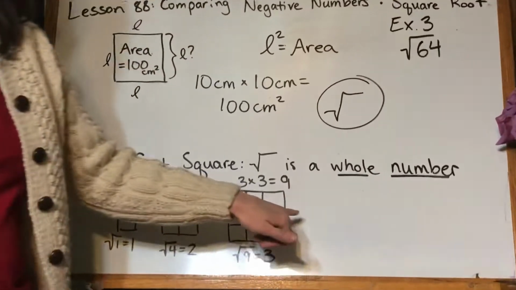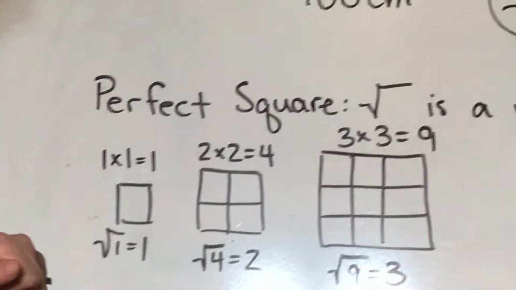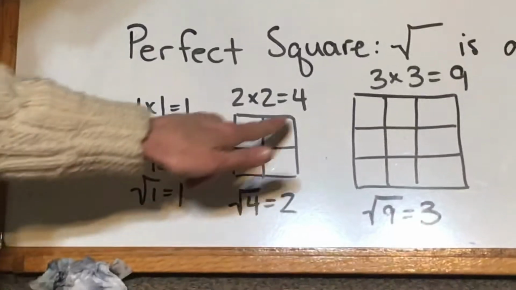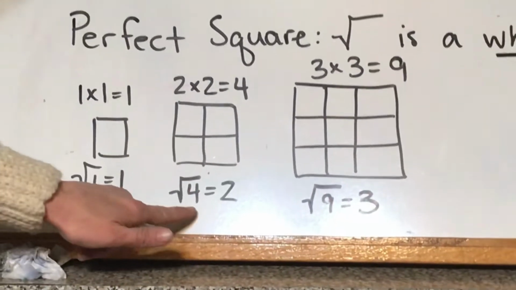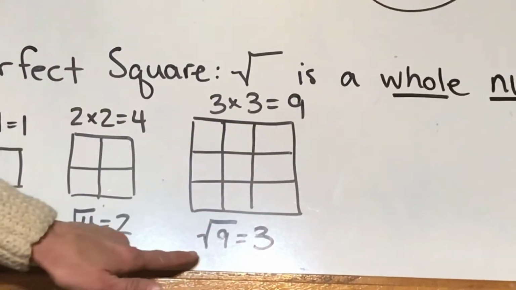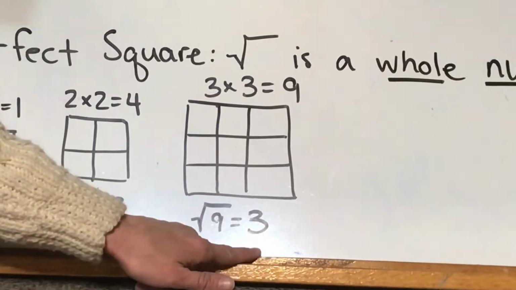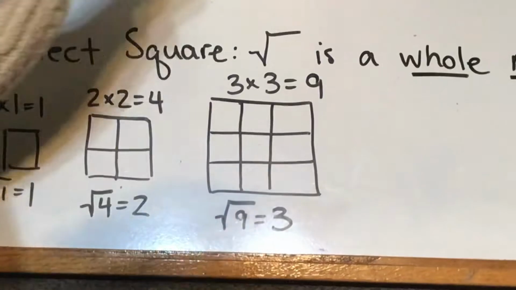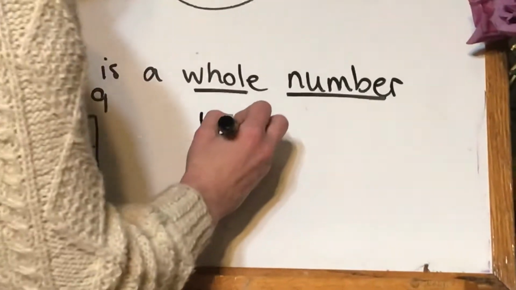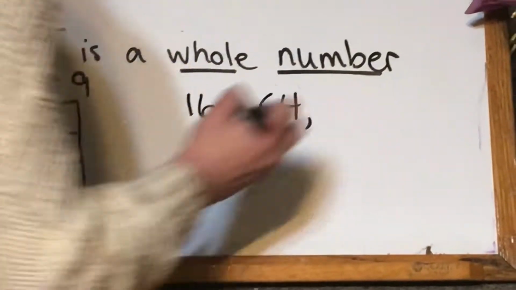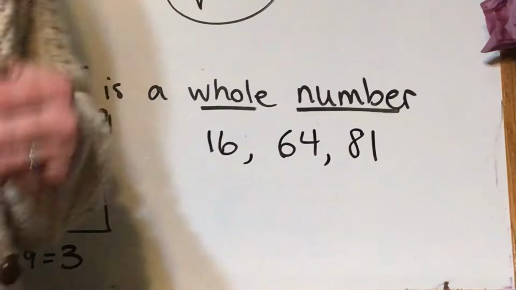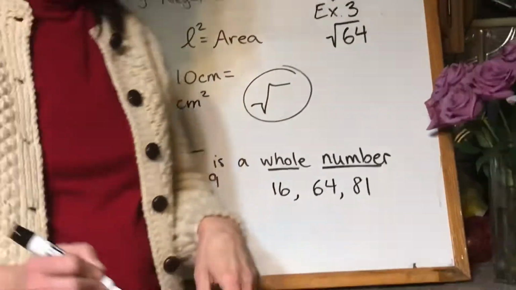Here are some examples of perfect squares. 1 is a perfect square because if we take the square root of 1, it equals 1. 4 is a perfect square. The square root of 4 is 2. 9, the square root of 9 is 3, okay? So some other perfect squares would be 16, 64, 81. Okay, so you need to memorize your perfect squares.